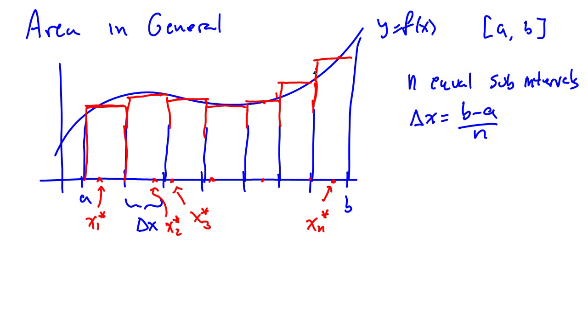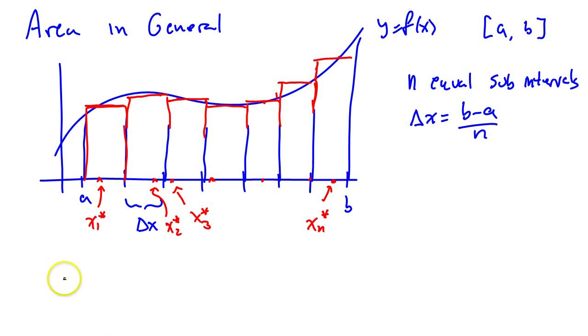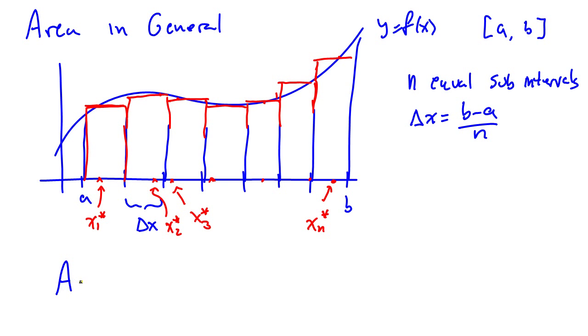Okay, so each rectangle now I can calculate the area. The area is approximately equal to the area of the first rectangle plus the second plus the third and so on. So the area of the first rectangle is the width of delta x, and the height is f with x1 star plugged in. Take this x, plug it into that function to figure out how high that is.